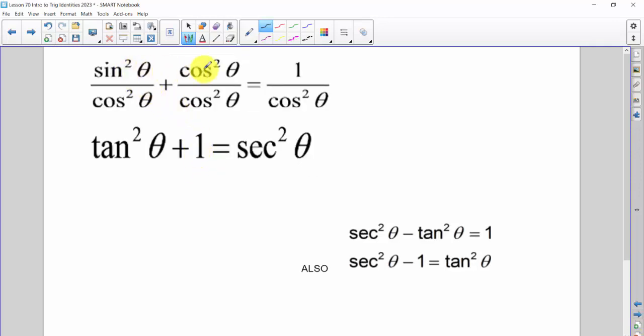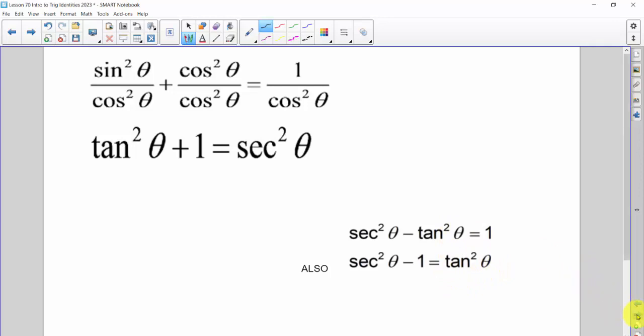Again, take the sine squared plus cosine squared is equal to 1, but this time divide each term by cosine squared. Sine squared over cosine squared is tangent squared. This is 1. The reciprocal of cosine is secant squared. And then I can subtract to the other side, and we end up with secant squared minus tangent squared equal to 1, and secant squared minus 1 is tangent squared.